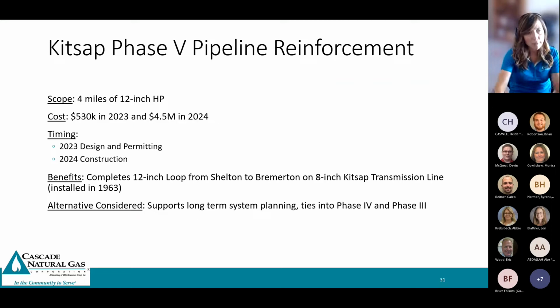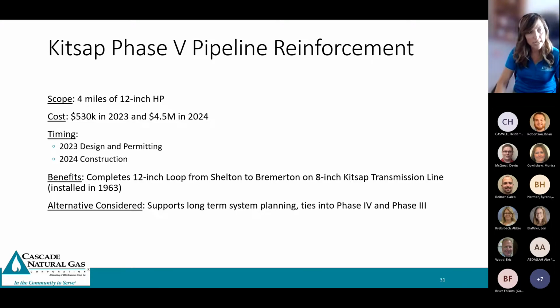I think I'll get into projects. Our first project is Kitsap Phase 5, pipeline reinforcement. The scope of this project is 4 miles of 12-inch high pressure. Due to the essence of time, I don't think I'm going to read the costs out because they're on the slides and in the PDFs. I think it'll make us move a little quicker. For this project, we're looking at timing in 2023 design and then 2024 construction.